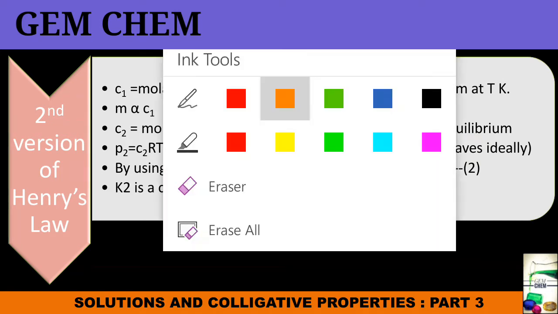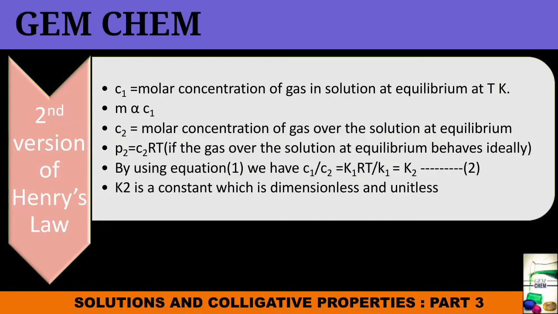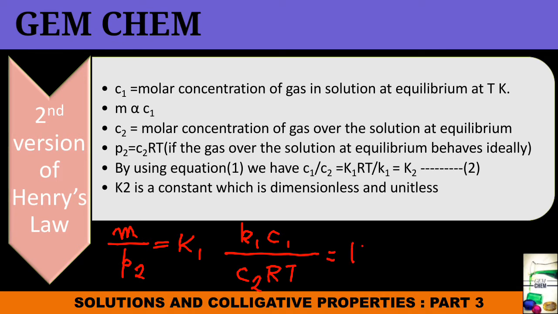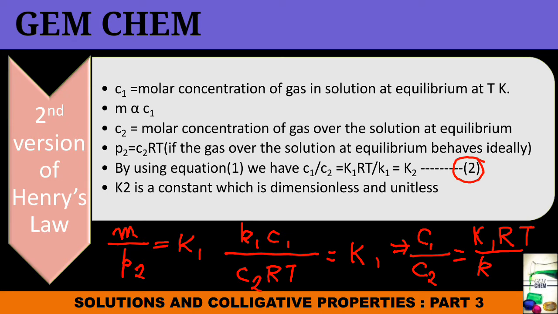Now we use equation 1. What was our equation 1 previously? Our equation 1 was like this: M by P2 equals K1, right? Now in case of M, we can write it as a constant small k1 C1 by C2 RT equals K1. Now if we take all the things to the right hand side except C1 and C2, then we get K1 RT by small k1. So this is what is obtained in the equation 2, right?